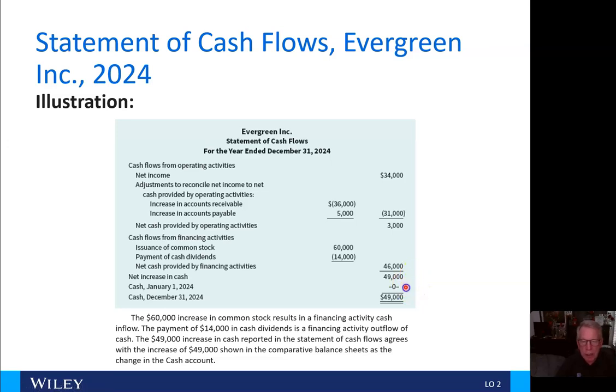So our cash at the beginning of the year was zero, and our cash at the end of the year was $49,000. The $60,000 increase in common stock results in a financing activity of cash inflow. The payment of dividends is a financing activity. That's an outflow. The $49,000 increase in cash reported in the statement of cash flows will agree with the increase of $49,000 shown in the comparative balance sheets as the change in the cash account.